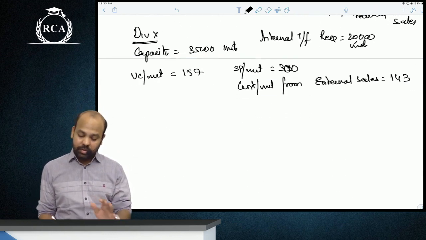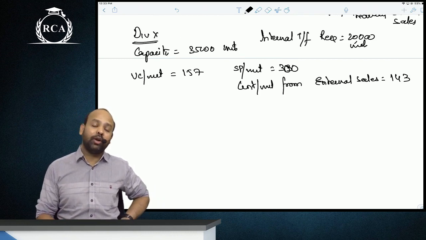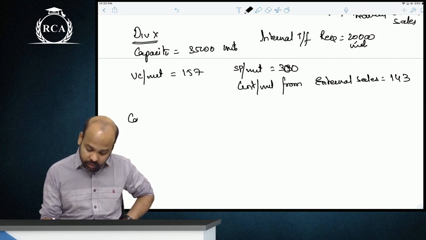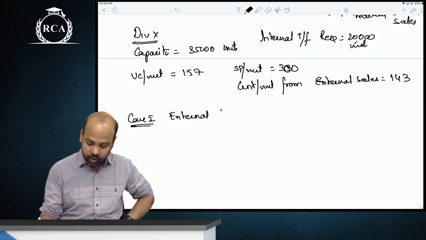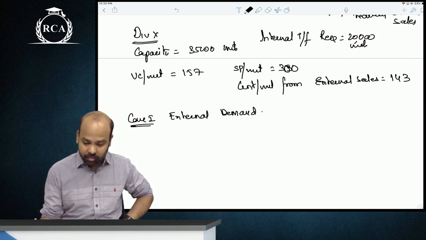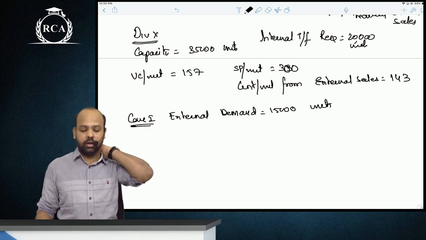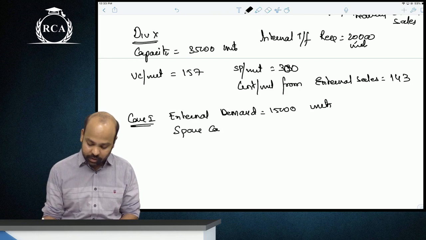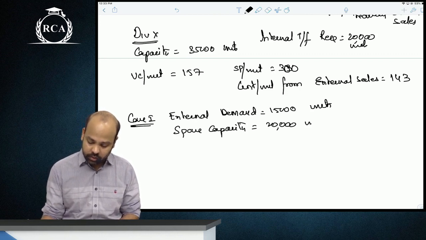Now see this, guys, at what price will you transfer Beta will all depend on the amount of spare capacity that you have. That is why there are three cases given here. Case 1, guys, when external demand is 15,000 units. So when the external demand is 15,000 units, remember your spare capacity is 20,000 units.